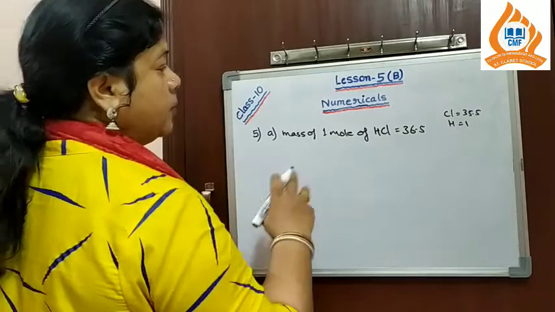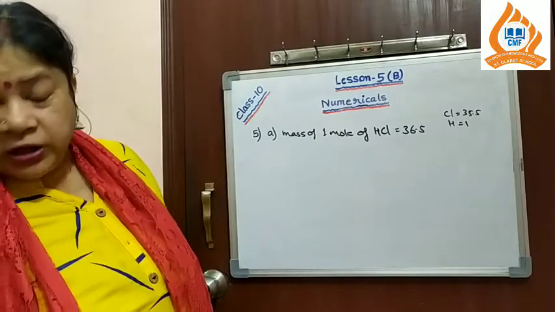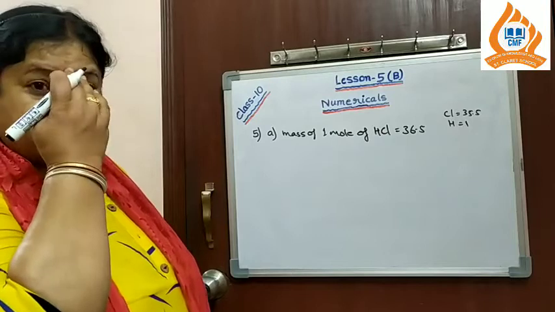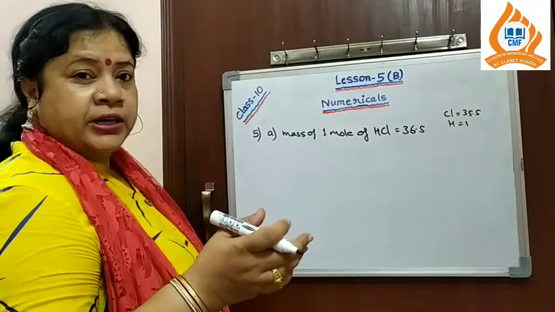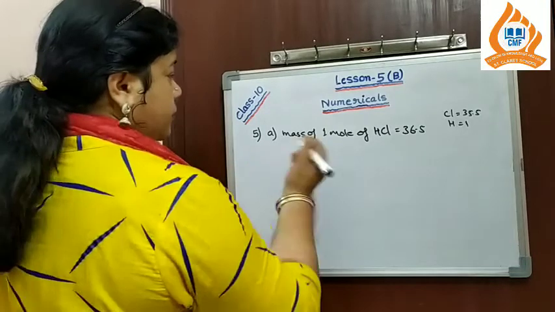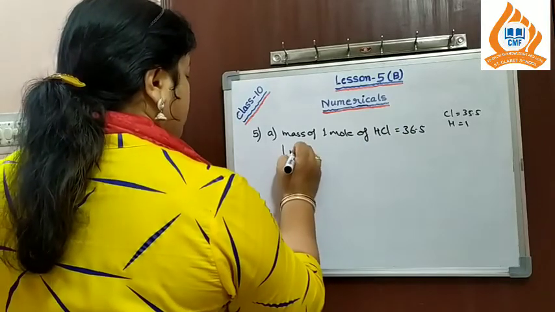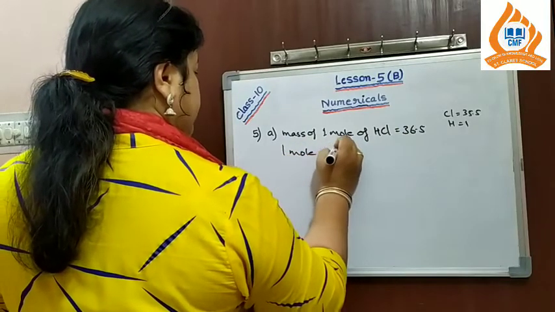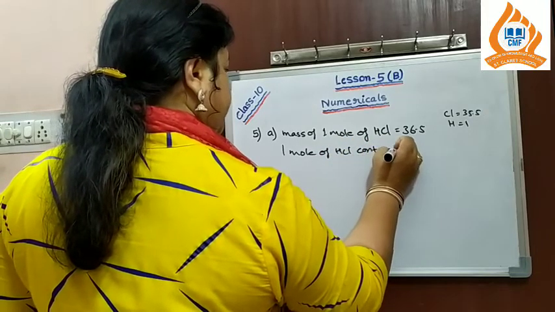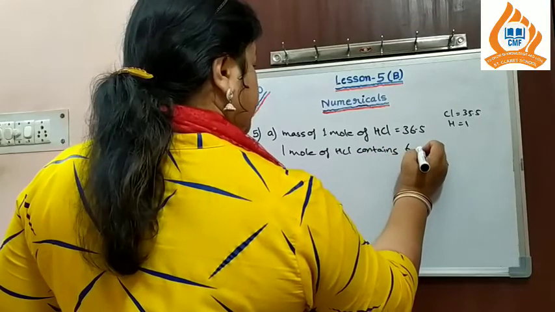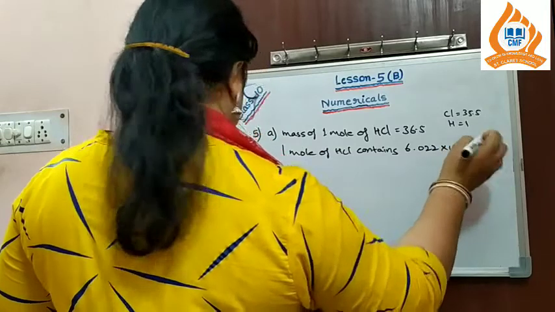Now we know that 1 mole of anything contains the Avogadro number of molecules. That means we have to use Avogadro's number. We know 1 mole of anything contains 6.022 into 10 to the power 23. So 1 mole of HCl contains 6.022 into 10 to the power 23 molecules.